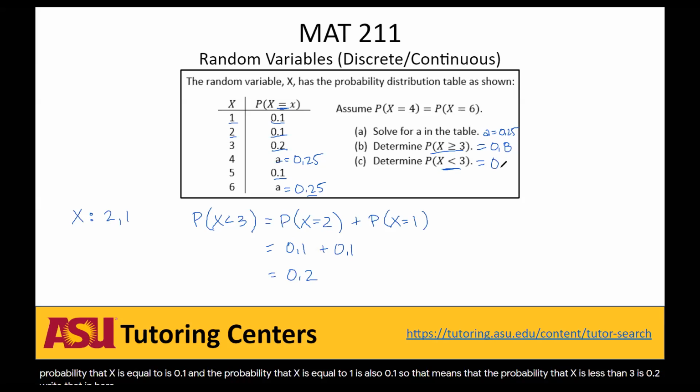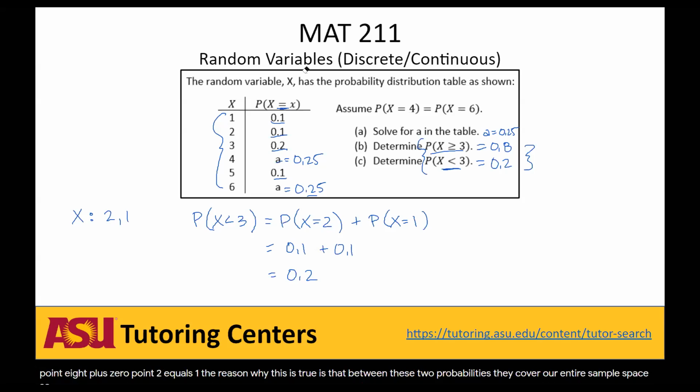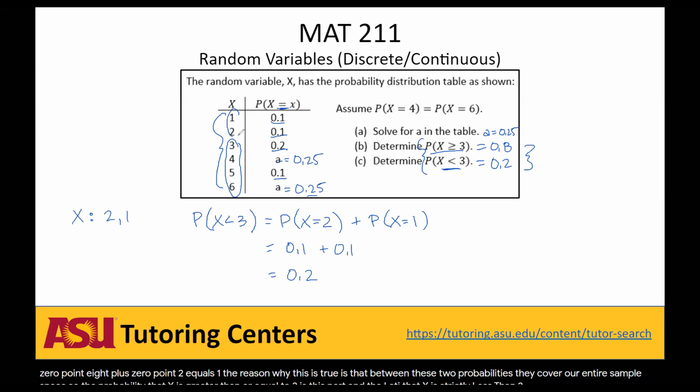Write that in here. Now notice that these two probabilities, x greater than or equal to 3 and x strictly less than 3, sum to 1. So 0.8 plus 0.2 equals 1. The reason why this is true is that between these two probabilities, they cover our entire sample space. The probability that x is greater than or equal to 3 is this part, and the probability that x is strictly less than 3 is this part.